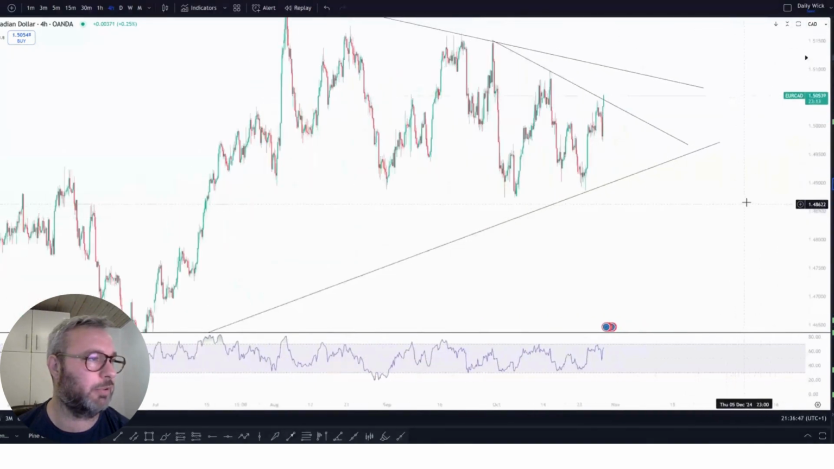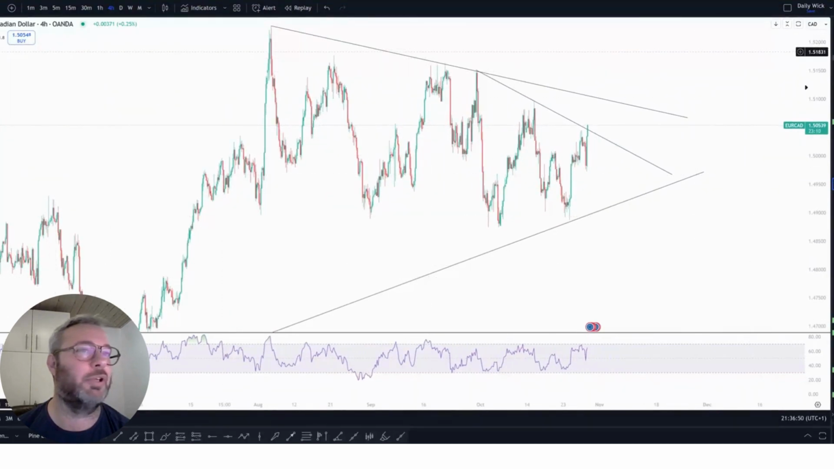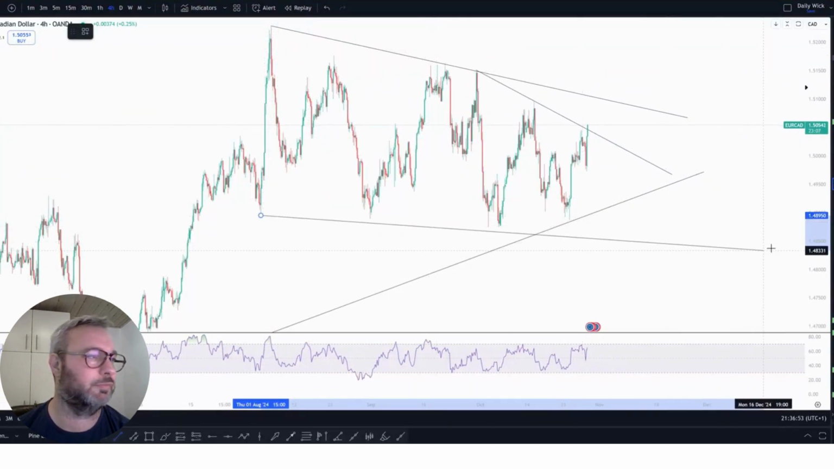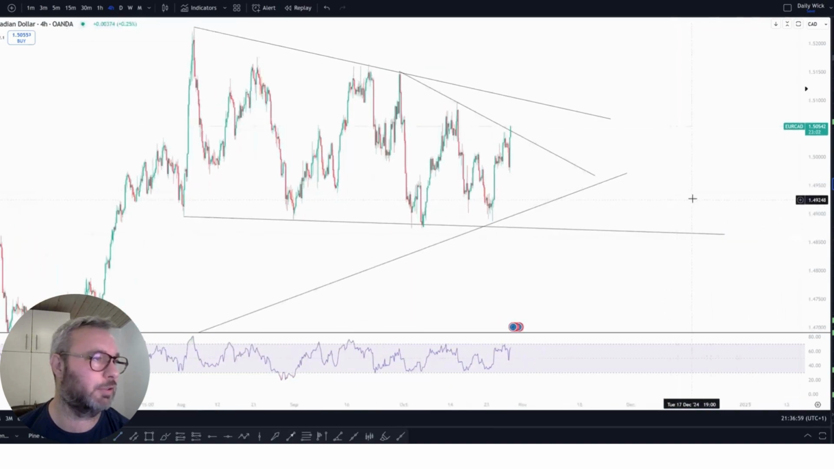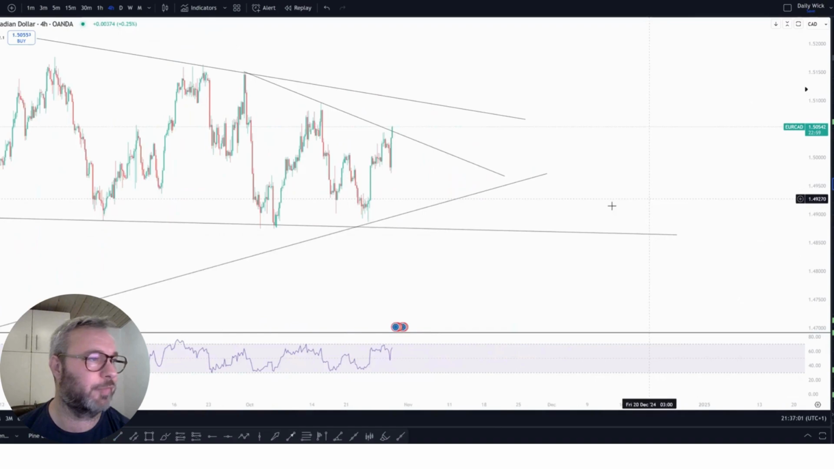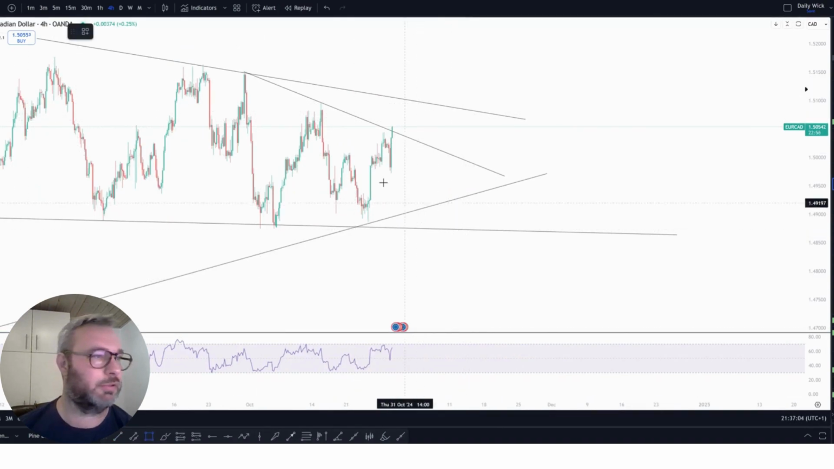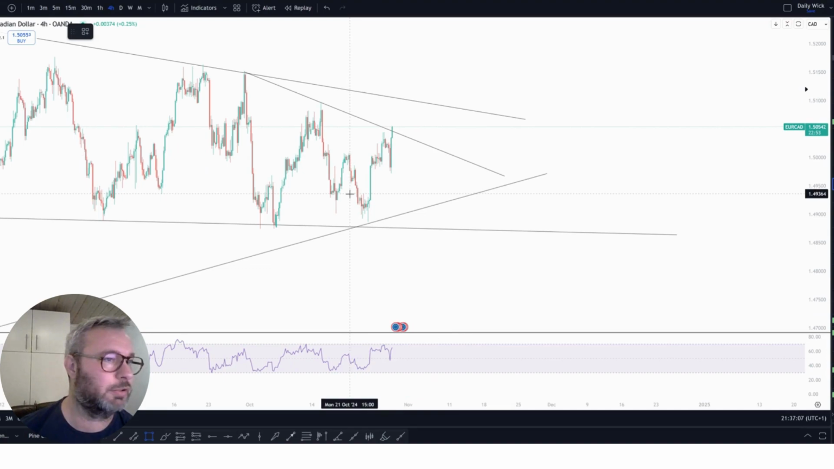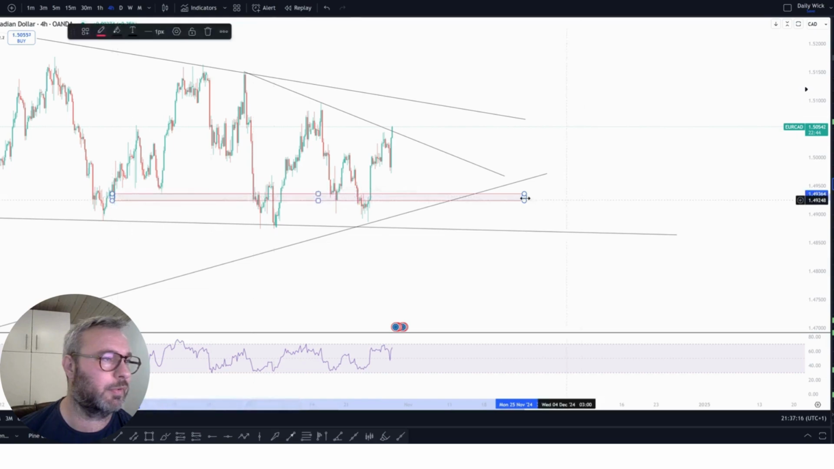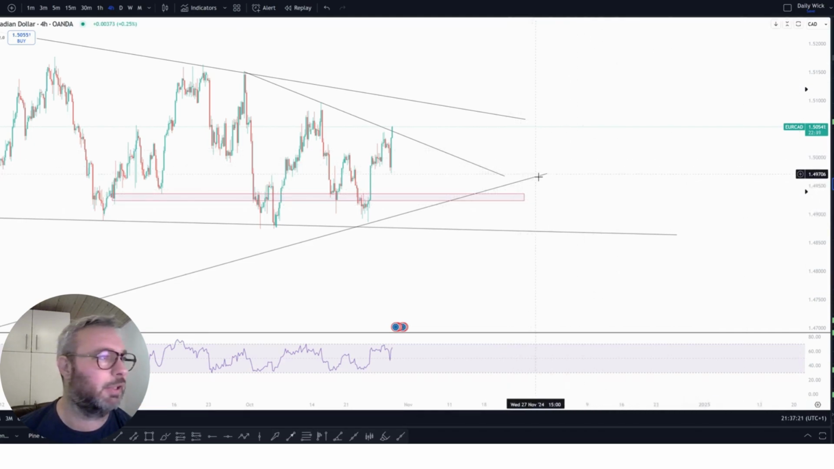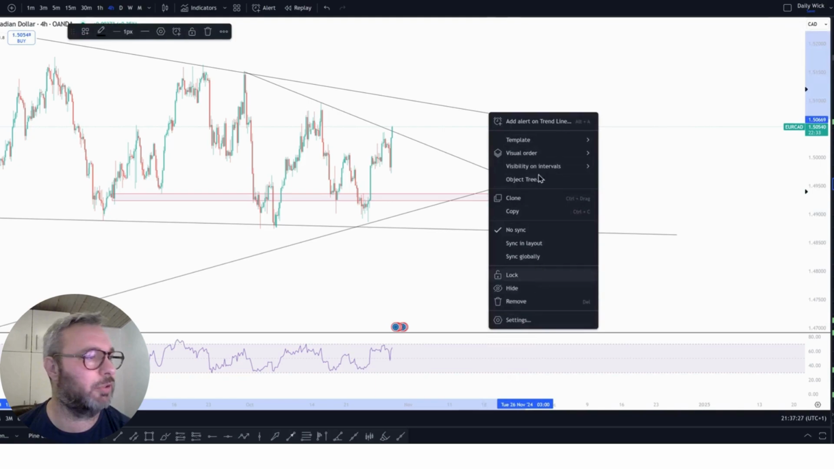So where are the levels? Actually, we have one here as well. The first level is here, and I give it an alert. And this trend line here also an alert. This trend line here also an alert.